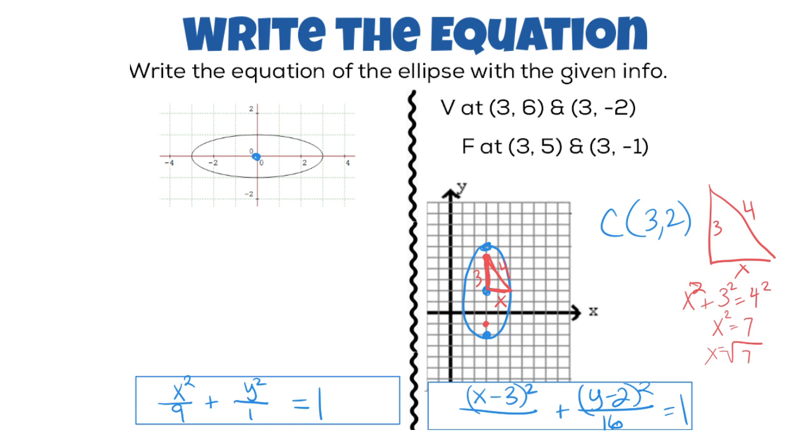Interesting. All right, so that's how much I'm going left and right. That x value is what that's telling me. So if I square the square root of 7, I'm going to just have a 7 right here for a denominator. And that is our equation.